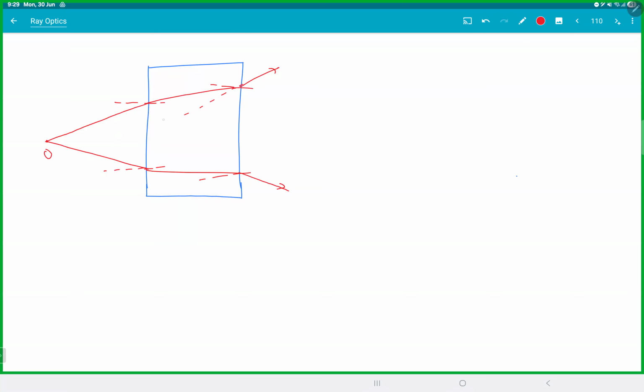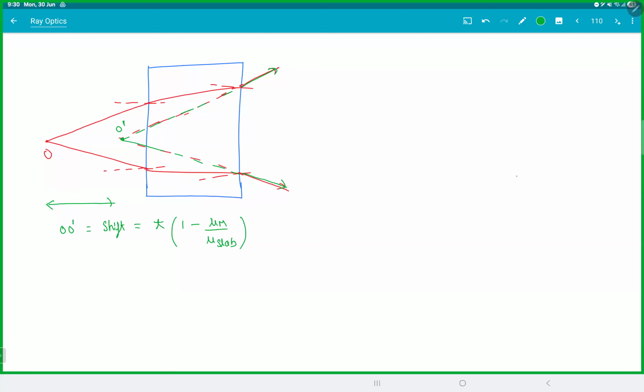So when you retrace them, this is what will happen. So the person outside will think the light rays are coming from here. This is your O dash. This is your shift, which is given by thickness of the slab into 1 minus mu medium by mu slab. That's it. That's what a slab does. If you put a slab between you and an object, you will think the object got closer by this much distance.